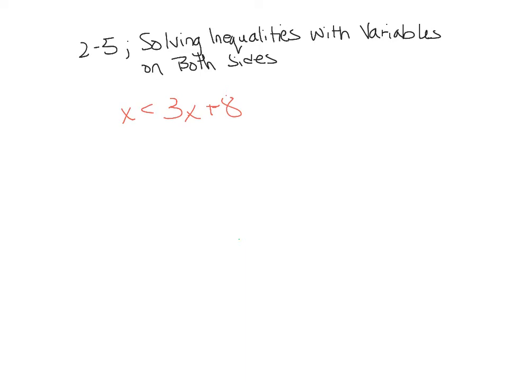And then we have to solve for x. So the first thing we need to do is move the variable term from the right to left side. It's positive 3x, so we do that by subtraction. These cancel. 1x minus 3x is negative 2x is less than 8. Divide by negative 2, divide by negative 2.